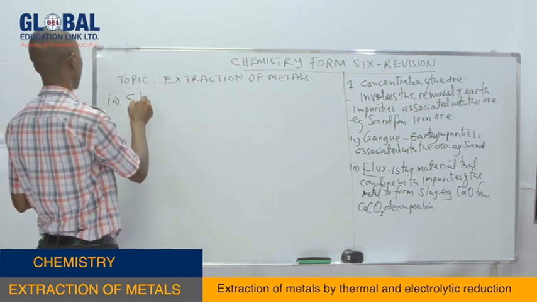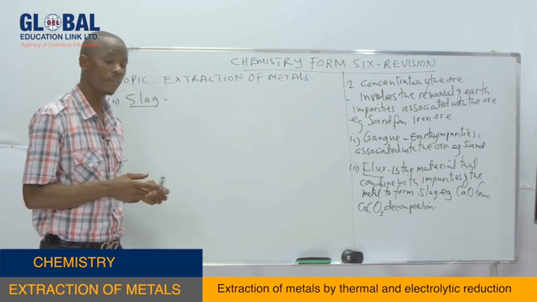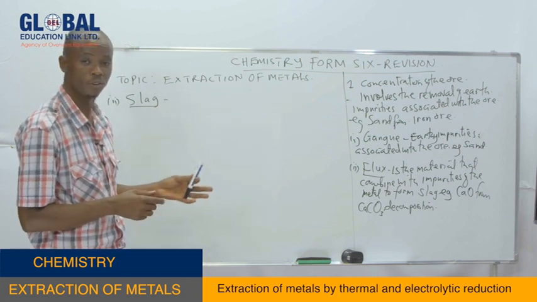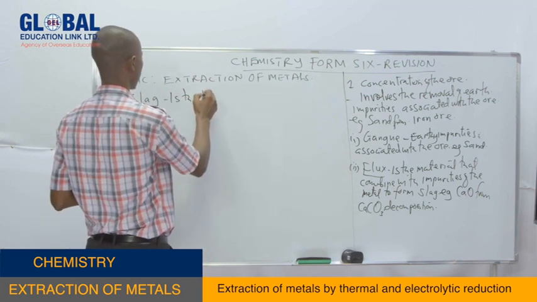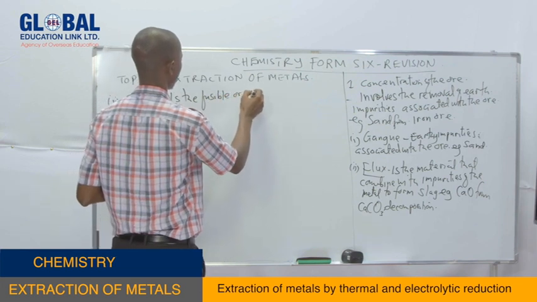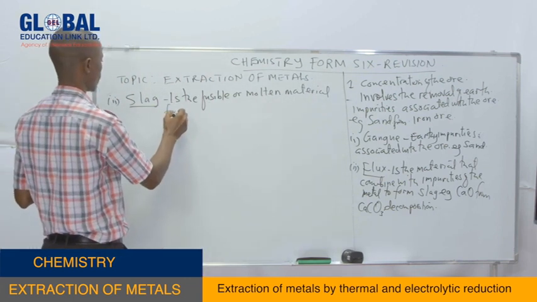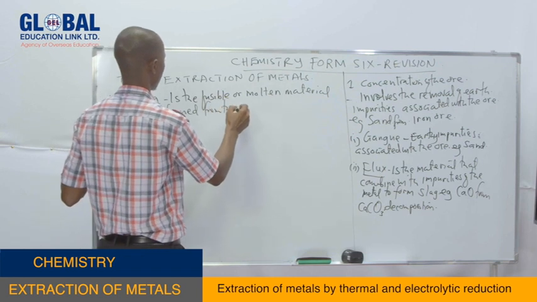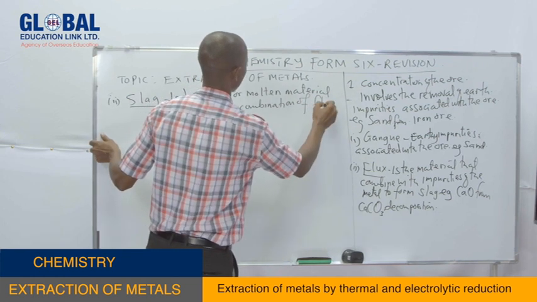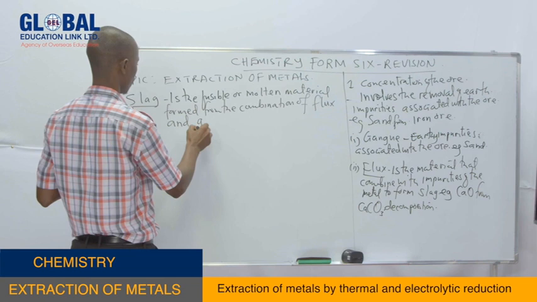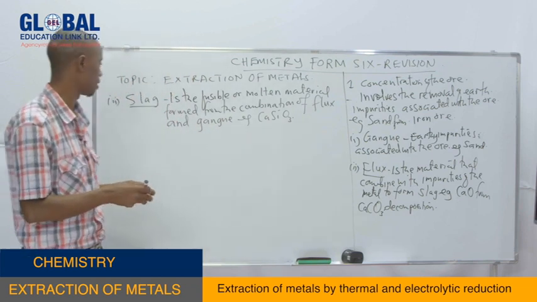From there, we can also have another one. We have slag. When we talk about slag, we are talking about the fusible or the molten material formed by the reaction between the flux and the gang. For example, calcium silicate. Calcium silicate is an example of slag.